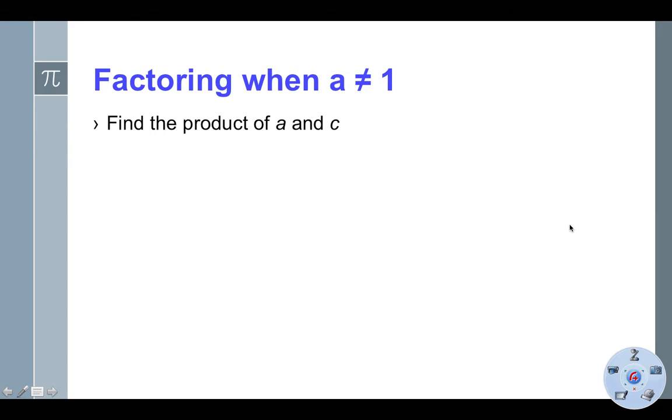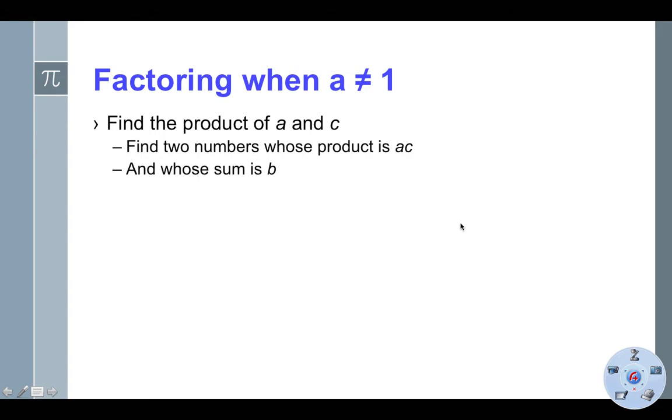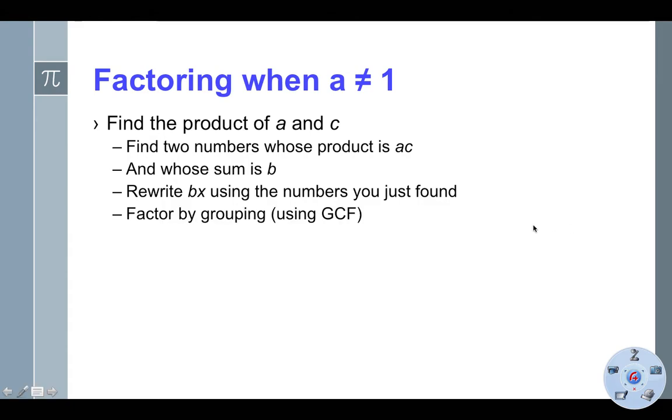Here's the process. We're going to find the product of a and c. Then we're going to find two numbers whose product is ac, but whose sum is b in the original expression. And we're going to rewrite bx using those numbers that we just found. And lastly, we're going to do what's called factor by grouping, which is essentially using the GCF method we learned earlier.